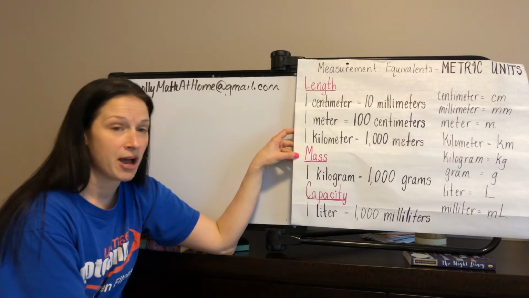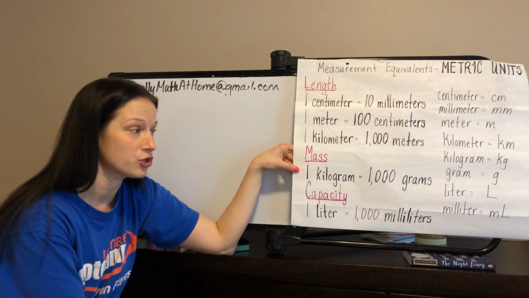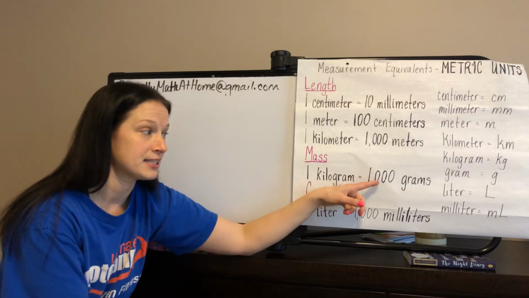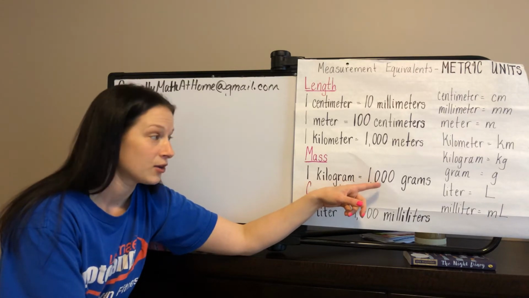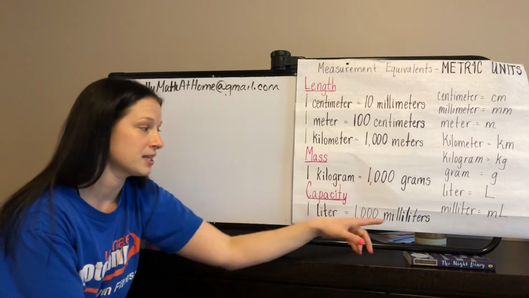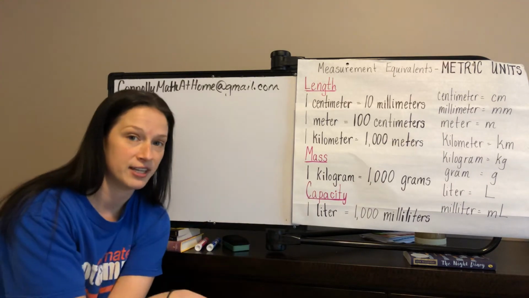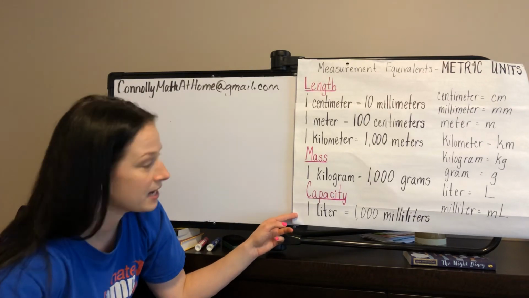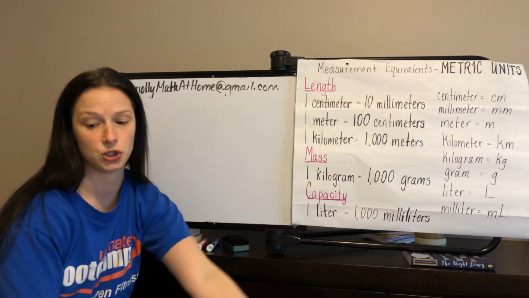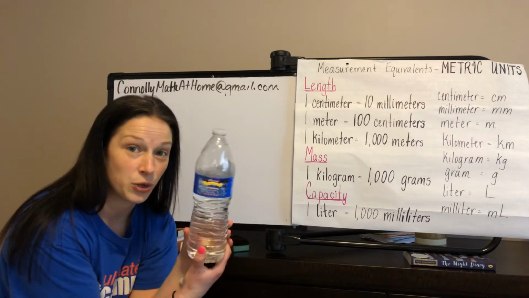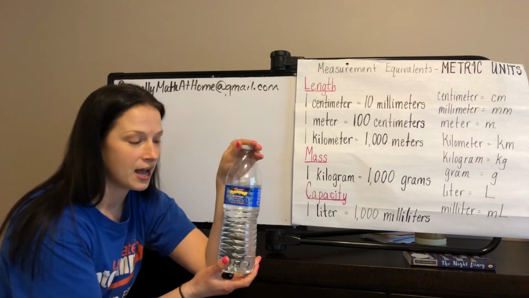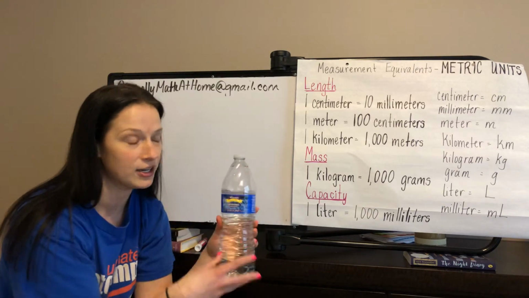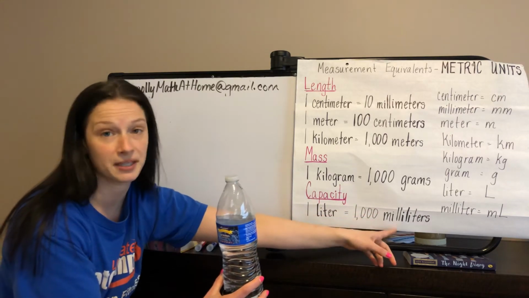For mass, we're talking about how much something weighs. So the conversion you need to know for that in 5th grade is that 1 kilogram is the same as 1,000 grams. Okay, so 1 kilogram the same as 1,000 grams. And then with capacity, how much you can fit inside a container. When we think about 1 liter, that is the same as 1,000 milliliters. So for reference, this is a 1 liter size bottle of water. Usually the smaller ones you see are half of a liter. So this is 1 liter inside here. The same measurement would be 1,000 milliliters.